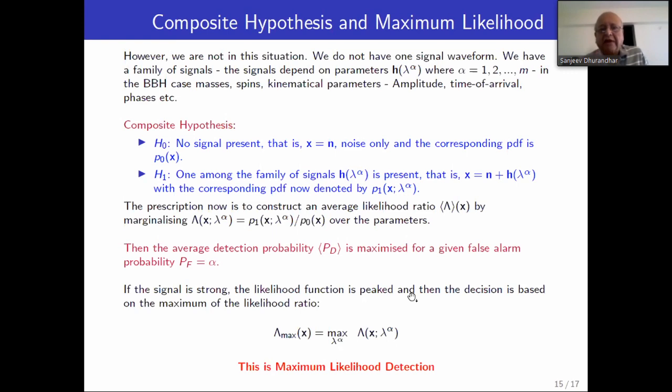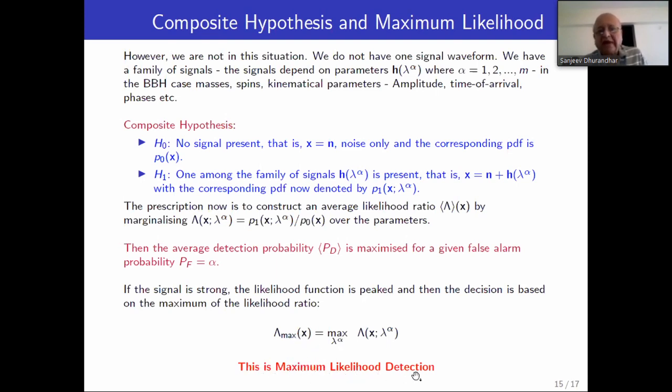It looks like a delta function, and the integral can be reduced to just evaluating the function lambda at that particular lambda naught. So what you do is you calculate the maximum of the likelihood ratio. You have given this lambda x alpha. You calculate the maximum over lambda alpha, and that maximum over lambda alpha is lambda max. This is called the maximum likelihood.